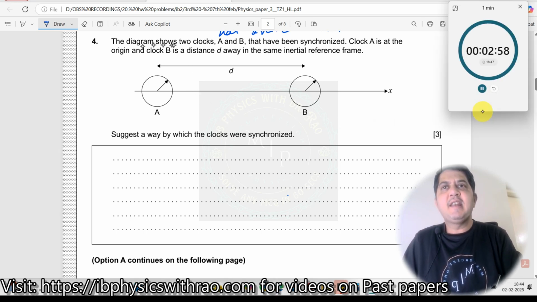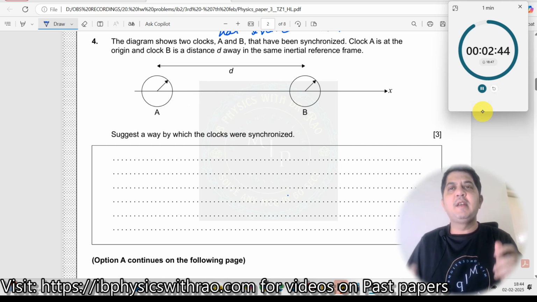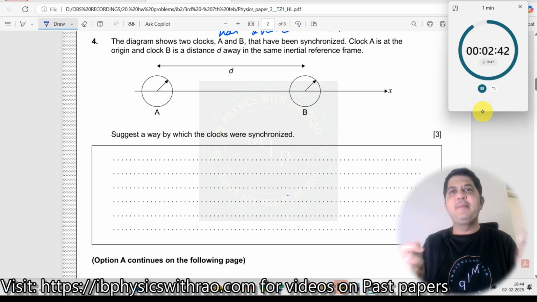The diagram shows two clocks A and B that have been synchronized. Clock A is at the origin, clock B is at a distance D away in the same inertial frame. Suggest a way by which the clocks were synchronized. That's the question. So which means now how do I synchronize these two clocks? How do I start both the clocks at the same instant of time?